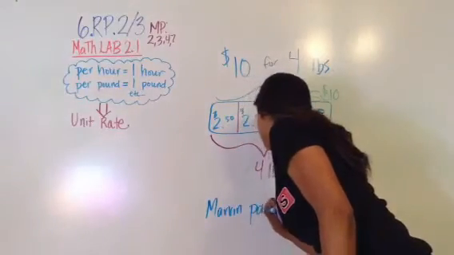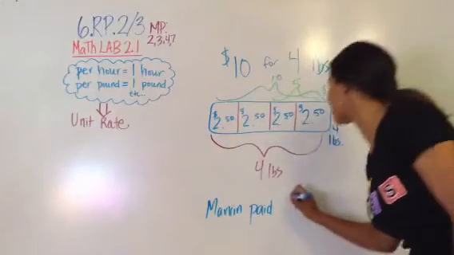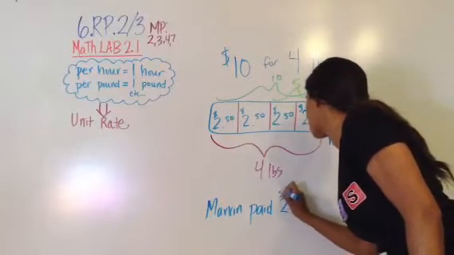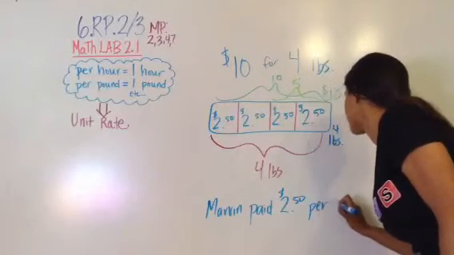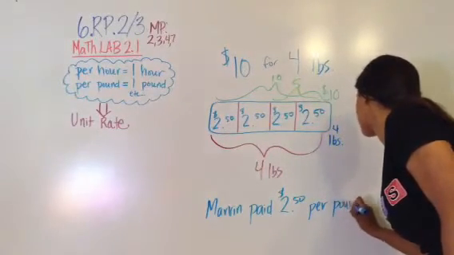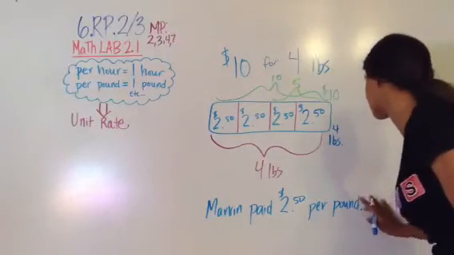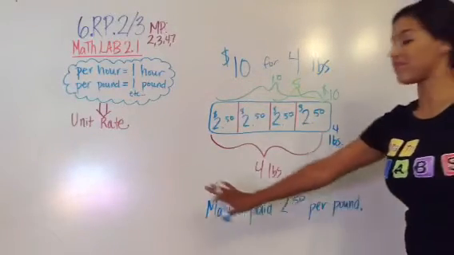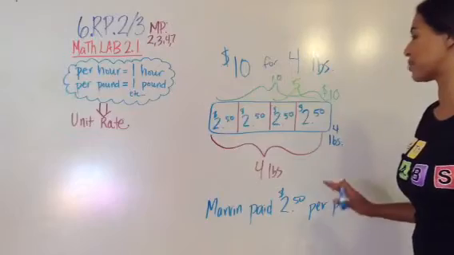Marvin paid, how much did he pay? $2.50 per what? Per pound. I'm going to go ahead and write that out because it's part of my complete sentence. All right, and so we have our answer statement here. We made sure we answered the question.